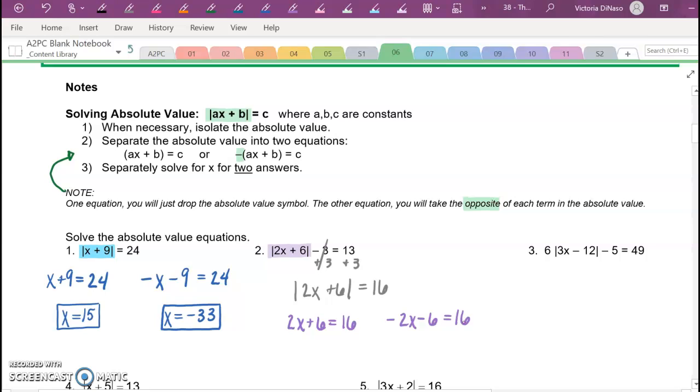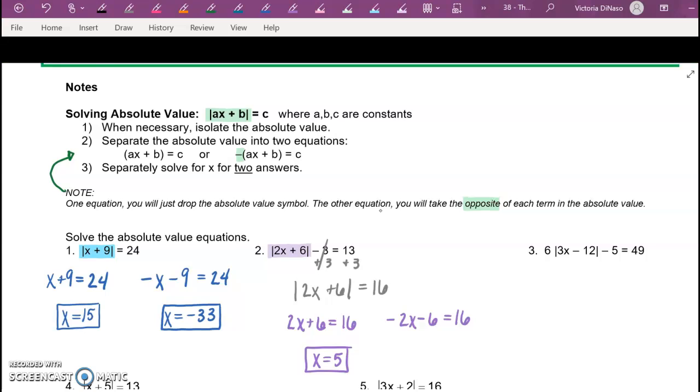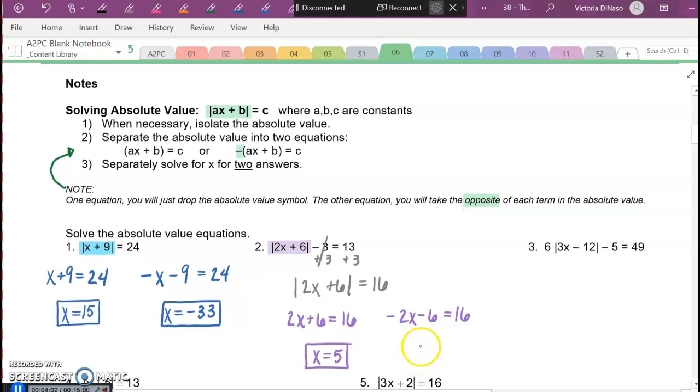So 2x plus 6 equals 16. We would subtract 6 from each side to get 10. And then 2x equals 10, divide each side by 2, and you get x equals 5. Take some time, write out the work if that's something that you need to do. The next one, we have negative 2x minus 6. So you would add 6 to each side to get 22. 22 divided by negative 2 is negative 11.